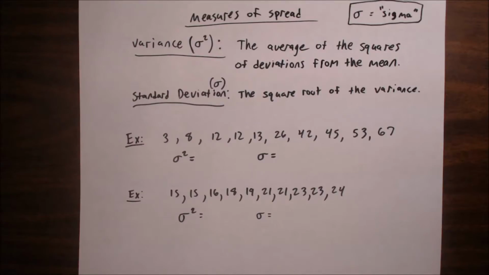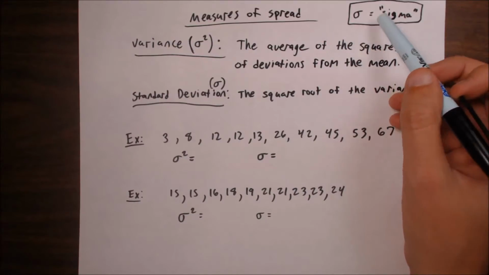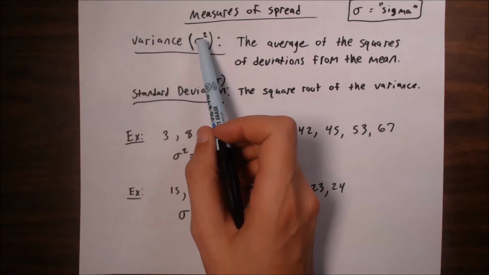Measures of spread are numbers that describe how spread out a data set is. And the two that we're going to look at today are variance and standard deviation. Both of them use the symbol sigma. This is the lowercase Greek letter sigma. And variance is sigma squared.